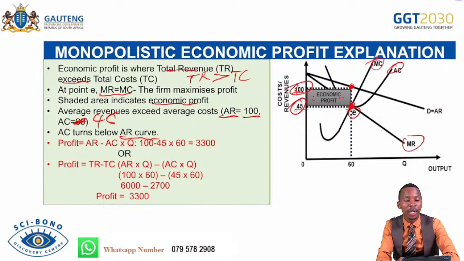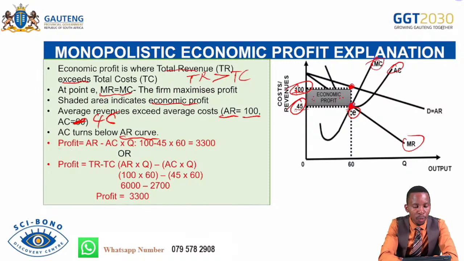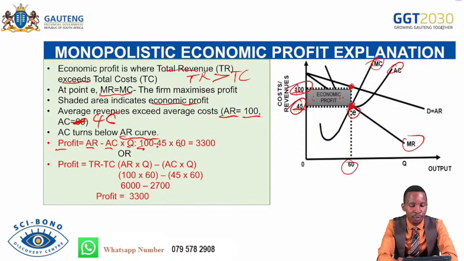So how do we calculate the profit? We say profit equals AR minus AC times quantity. Let's see the value of AR. It is 100. What is the value of AC? It's 45. And what is the value of quantity? The quantity is 60, which is the output. So times 60, and that will give us 3,300. It's a positive amount which indicates the supernormal profit. Or the other way around, to calculate the profit, we can do this.